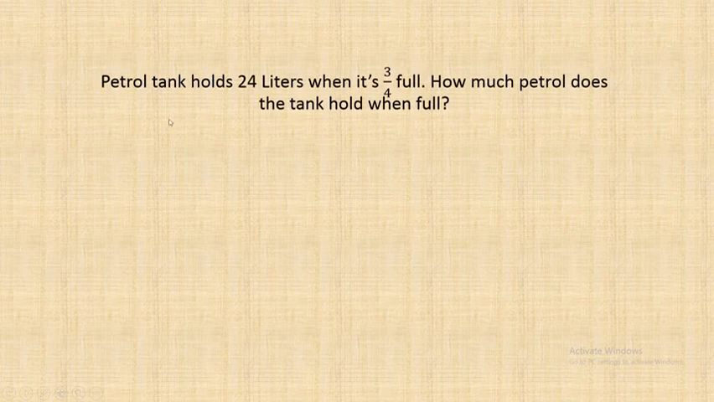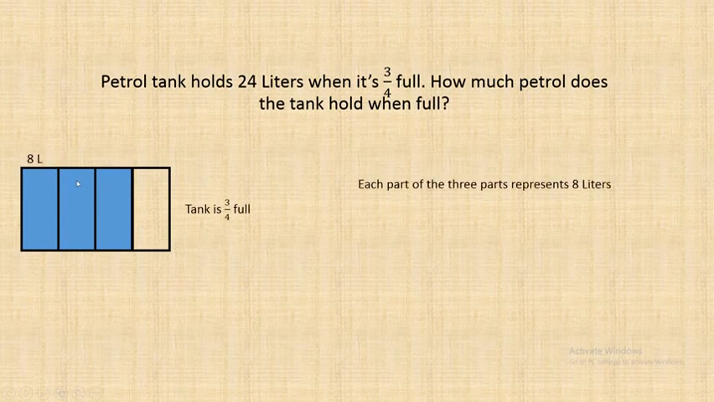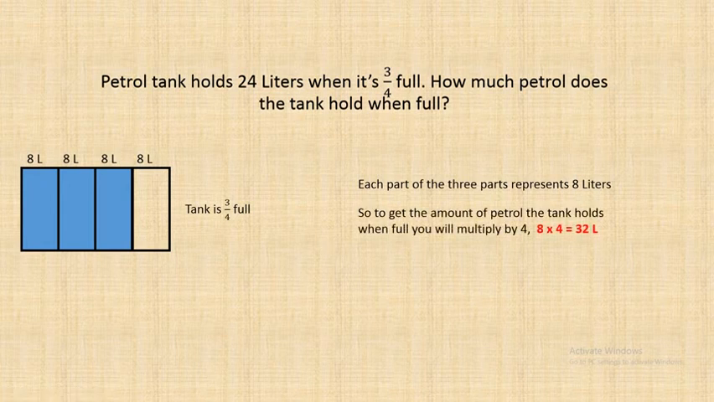Okay, another example. A petrol tank holds 24 liters when it's 3 over 4 full. How much petrol does the tank hold when full? Again, the same thing. I will divide the tank into 4 parts as the denominator, and I will shade 3 parts of them, which are full. So the 24 liters here is the shaded part. It's only 3 parts. So I want to get one part of them equals what? Yes, exactly. I will divide 24 by the 3 parts here. So the answer is going to be 8. So here 8 liters, and here 8 liters, and here 8 liters, and of course the missing part here is 8 liters. So if you want to know how much the tank can hold when full, I will multiply 8 by 4, which is going to be equal to 32 liters.